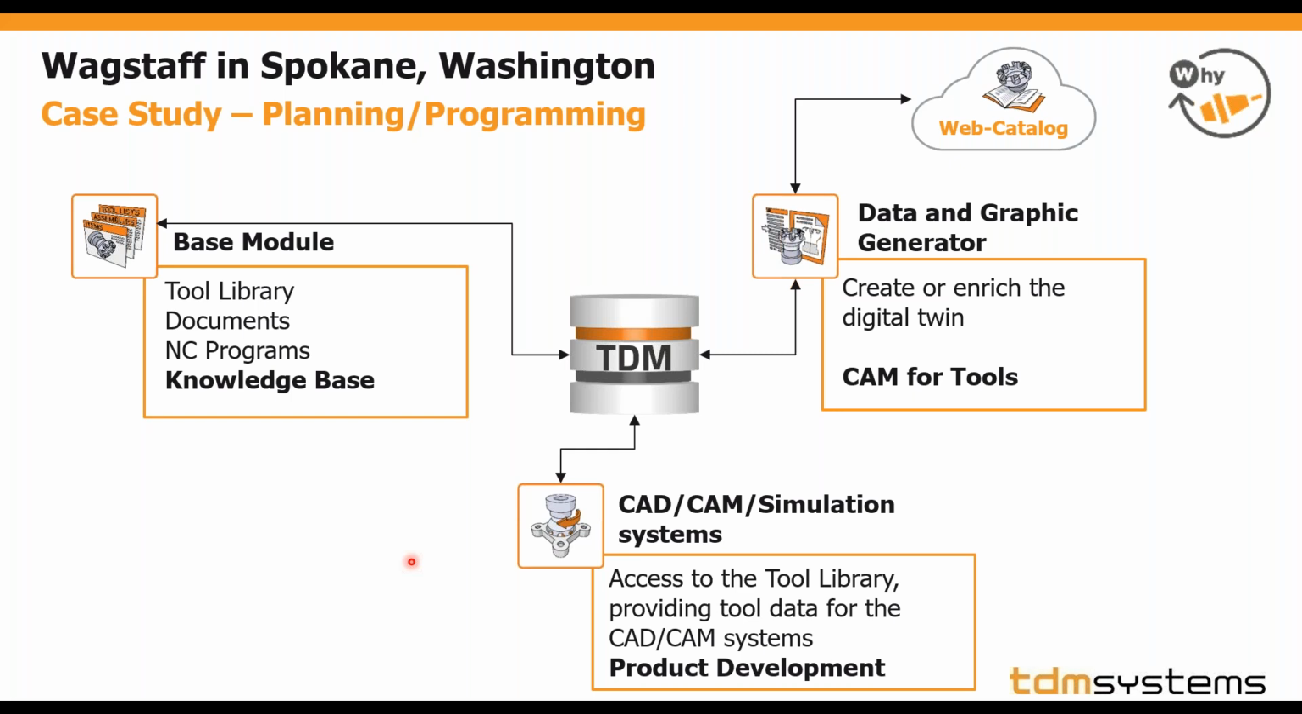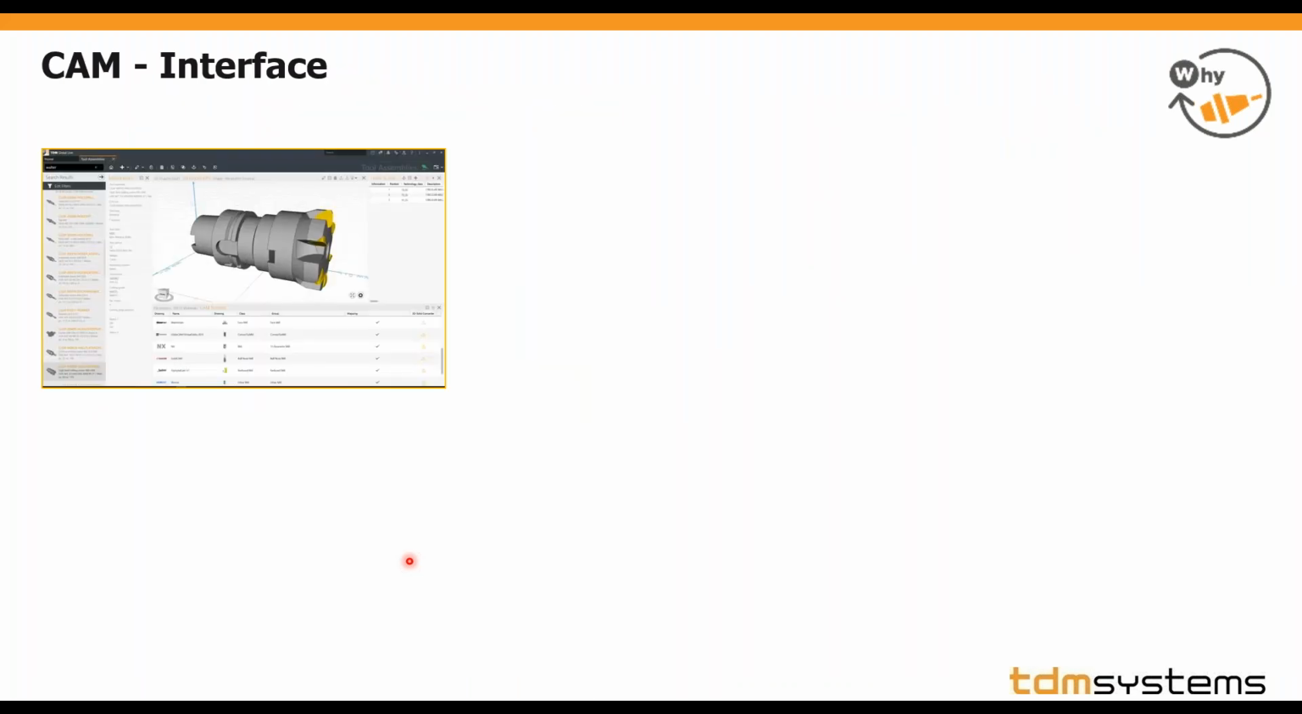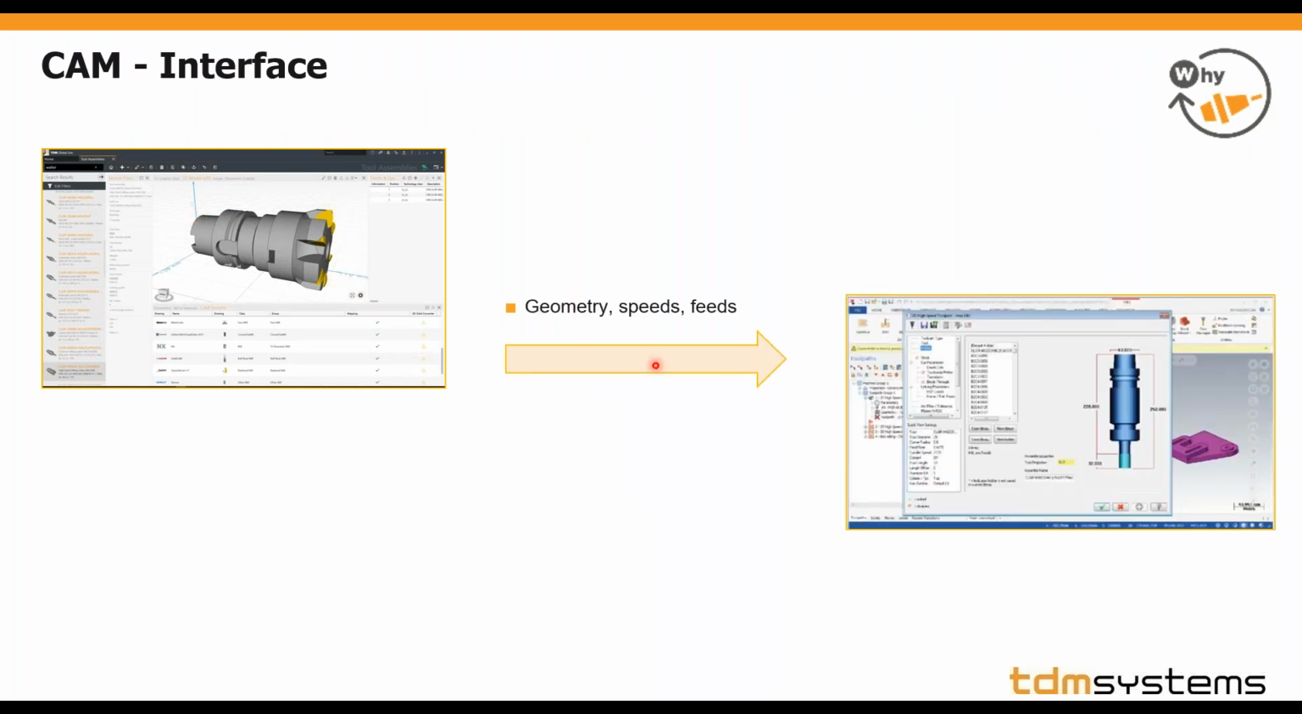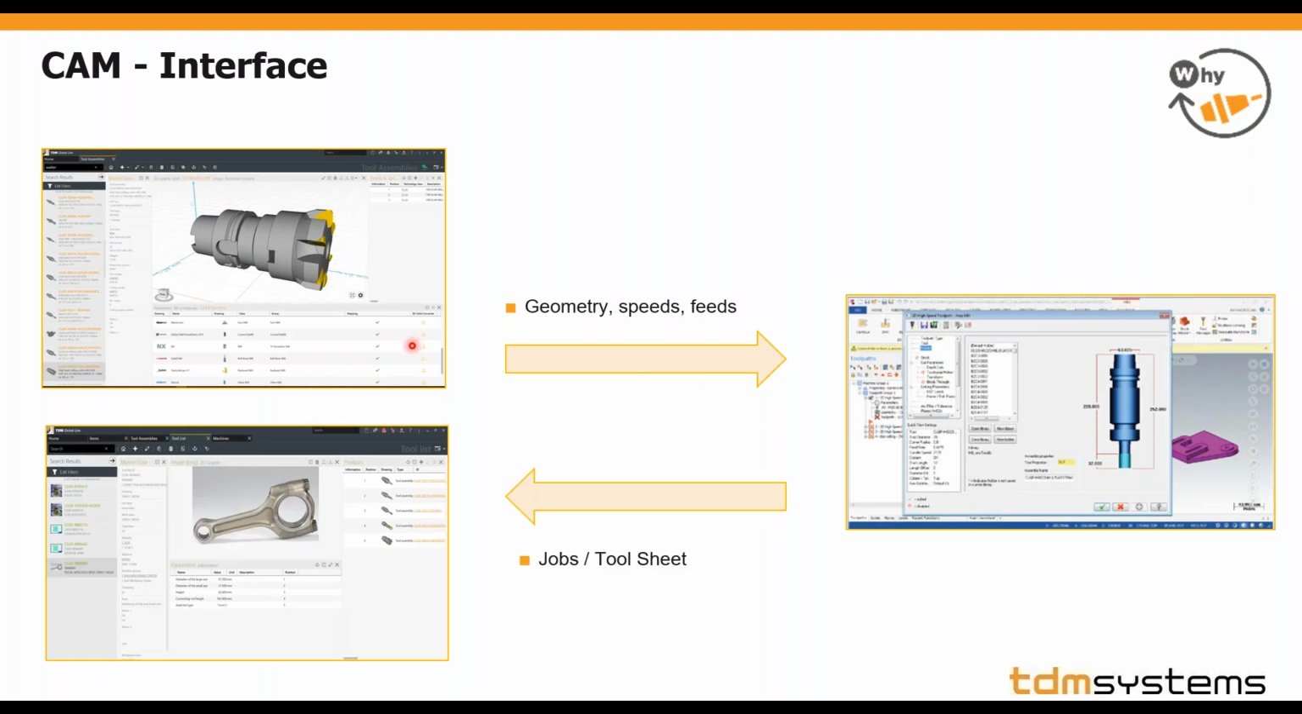And because this CAM integration is so important, let me show you the process real quick. It makes it a little bit easier to understand later in the software. So you have your tool library, and if you're a CAM programmer, you select the assemblies, you get the geometry, speeds and feeds, everything from the tool management software. You do your programming, and then you send the job, the tool sheet with all the tools needed for that job, back into the tool management system. And then you add all the information necessary to do that job. And then you have the main document for your manufacturing process.